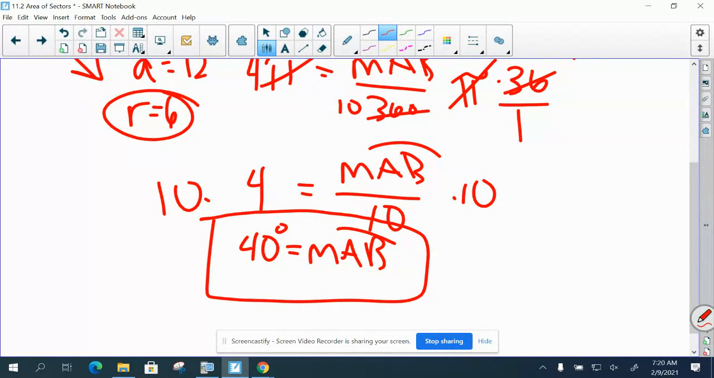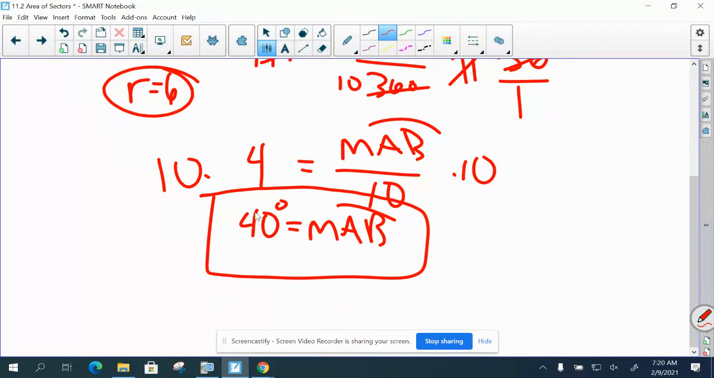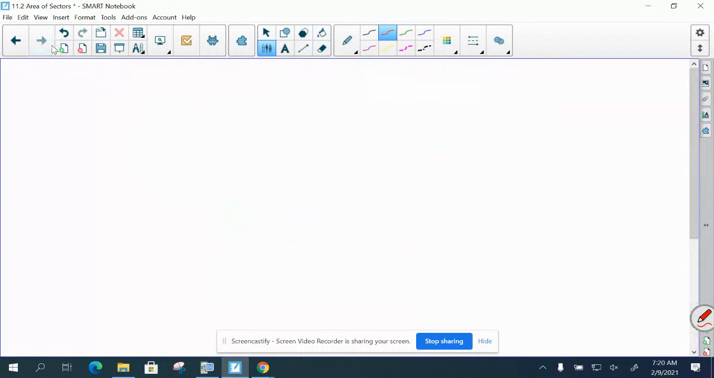All right, so that's how you would work backwards to get the measure of the arc. It really could have worked the same way if you divided by 360 and then divided by 36 and multiplied by 360, if you would prefer to do it that way. I'm trying to see. We'll do number 5.